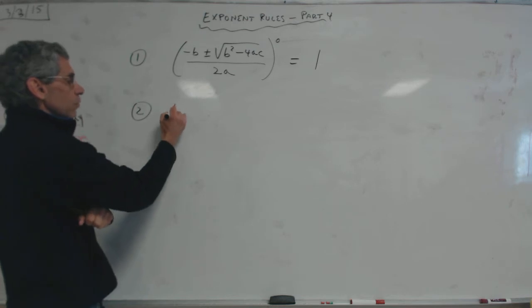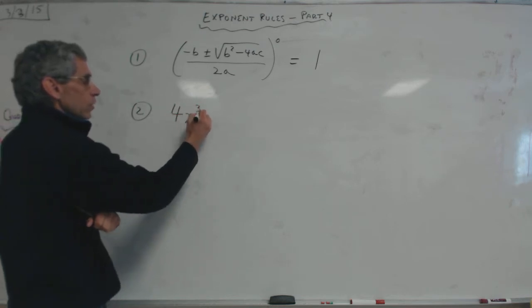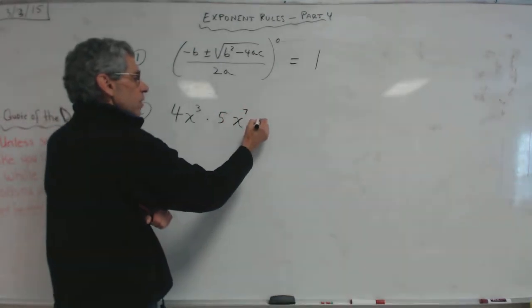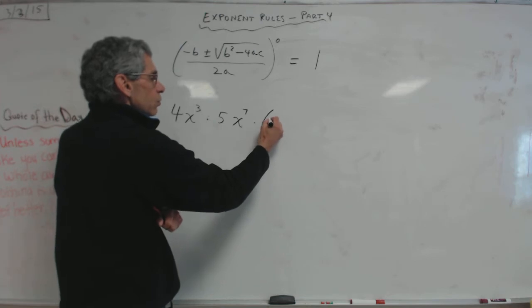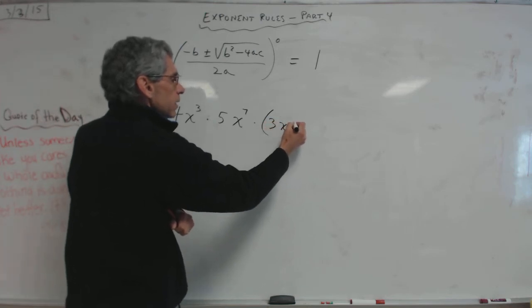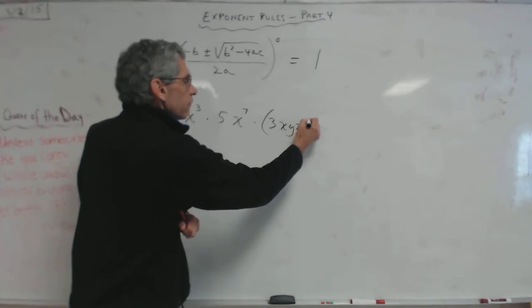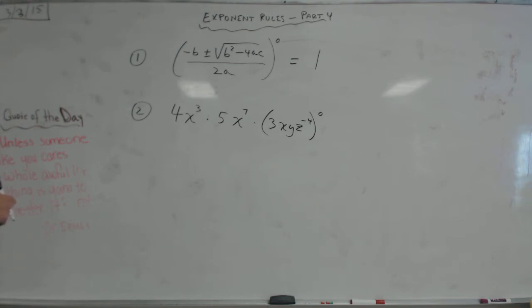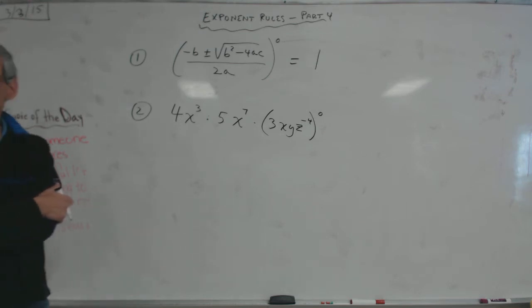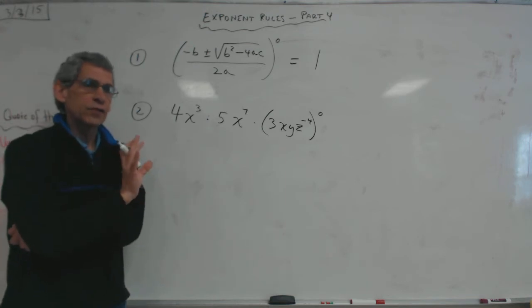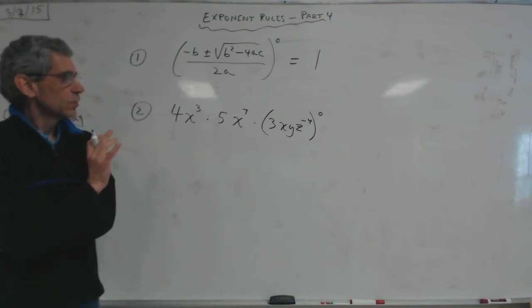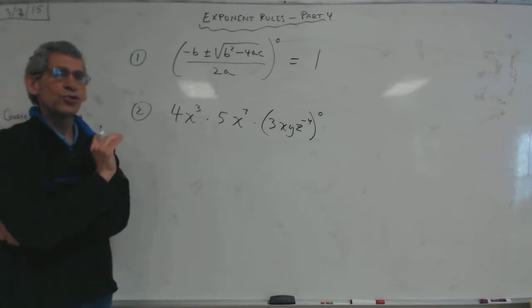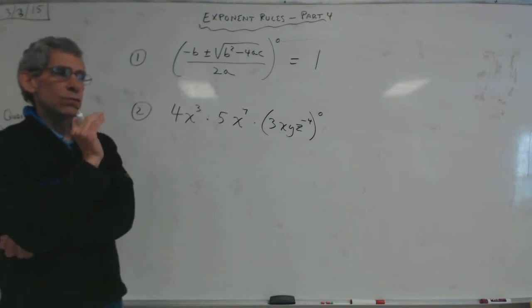How about this? What if I gave you 4x to the 3rd times 5x to the 7th times (3xyz to the negative 4) to the 0. It's 20x to the 10th. So let's just look at it for just a second. 1 times 20 equals 20.